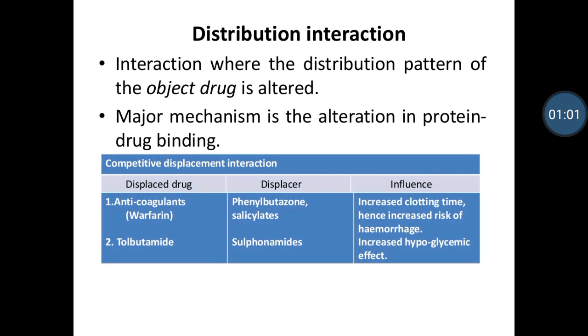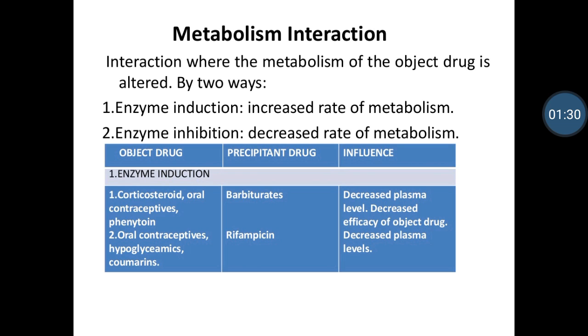Second example: tolbutamide is displaced by the sulfonamides. Both drugs are given for their hypoglycemic effect, which means both drugs have the same action of hypoglycemia, and they will produce an increased hypoglycemic effect. That is a distribution interaction. It means more amount of drug will bind with protein, binding is more, so excretion will be less.